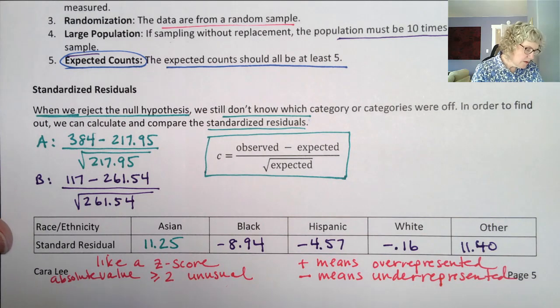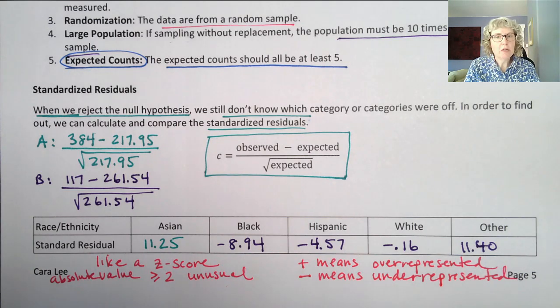Okay, great. So that's a really good measure for telling exactly which categories are off and by how much.